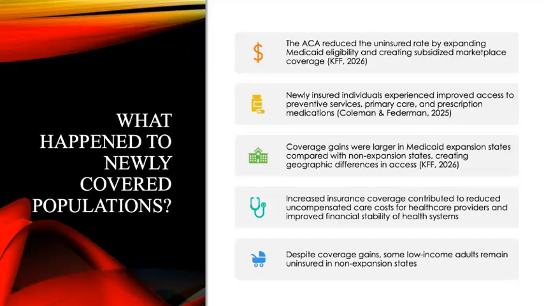However, coverage gains were much larger in Medicaid expansion states compared to non-expansion states, creating geographic disparities in access to care. Now, although expanded coverage reduced uncompensated care costs, many low-income adults in non-expansion states remained uninsured.